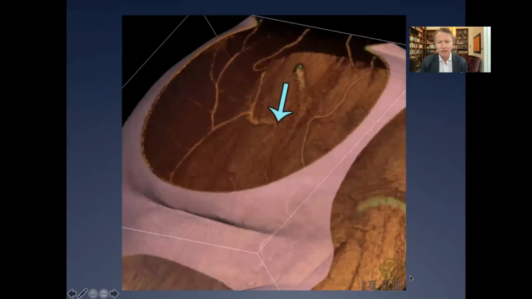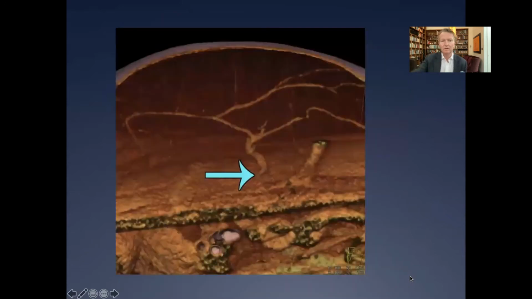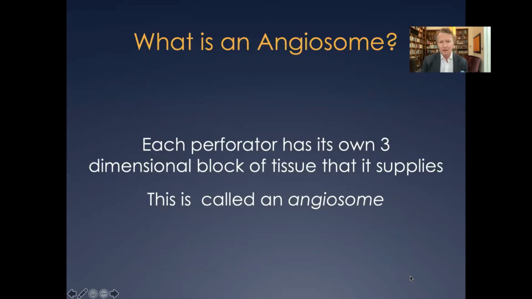We all know that blood vessels emerge from the deep fascia to spread out and supply the overlying tissue, and that they tend to do it in this characteristic tree-like or branching pattern. An angiosome, in its most basic form, is that three-dimensional block of tissue that an individual perforator or a blood vessel supplies. This block of tissue, Ian and John called an angiosome.